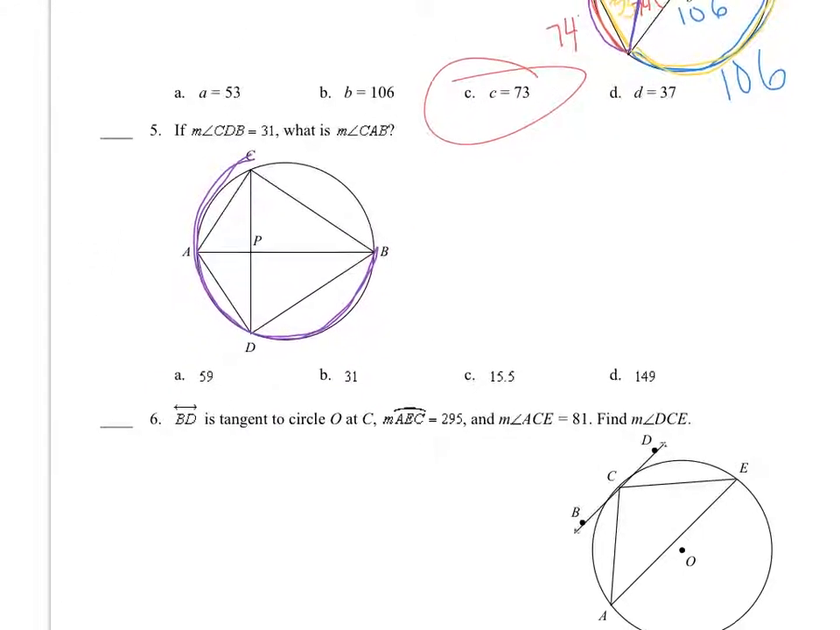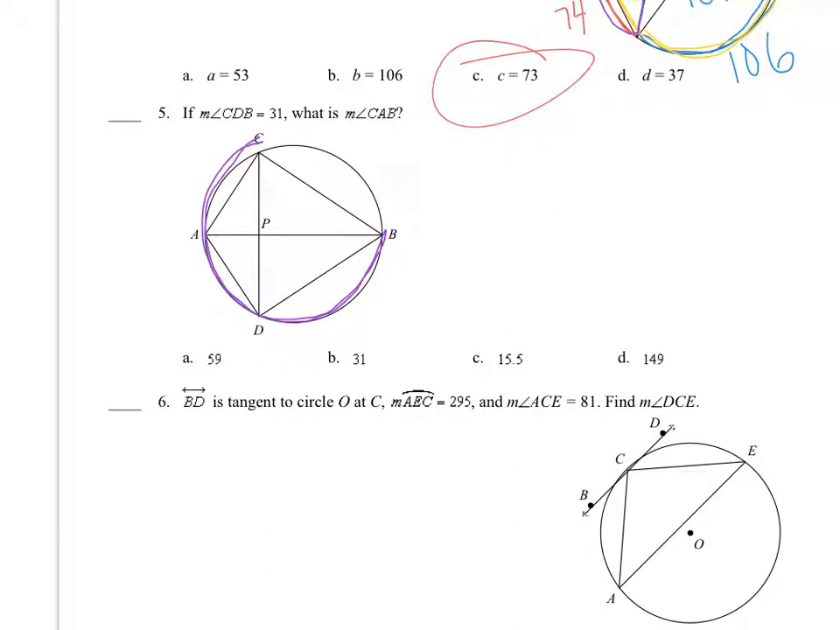Now I'm looking at 5. I don't know why I have that purple highlighted, but it is, so get over it.